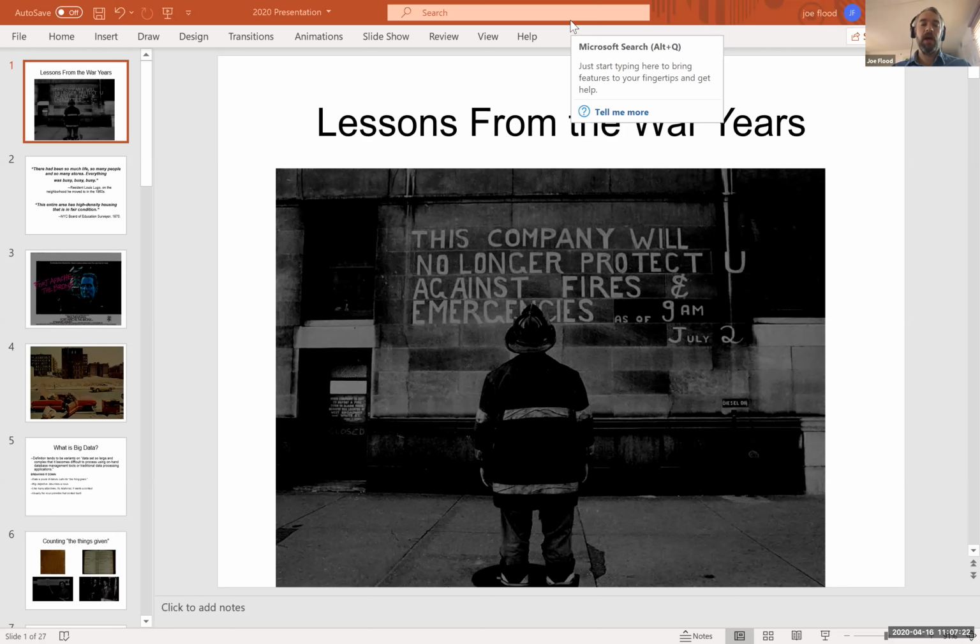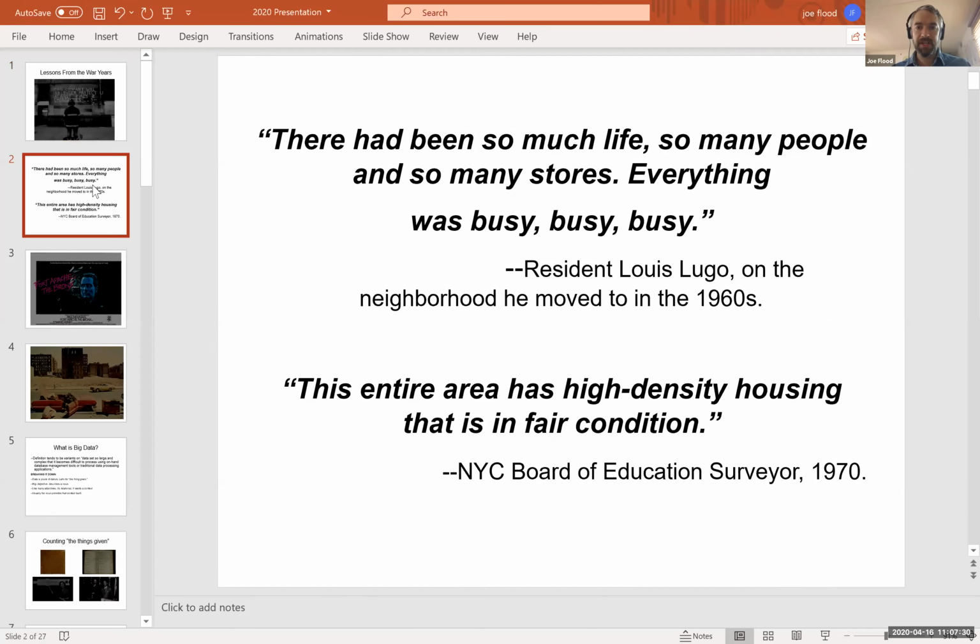The South Bronx was the area that got hit the worst. I'll return to this first slide in a second. A couple of quick quotes for us here. This is resident Luis Lugo in the South Bronx, Crotona Park, talking about the 1960s, saying there'd been so much life, so many people, so many stores, everything was busy, busy, busy. A really thriving stepping stone immigrant neighborhood that was pretty fully functional. And then we have a New York City Board of Education surveyor in 1970 saying, "This entire area is high density housing that is in fair condition."